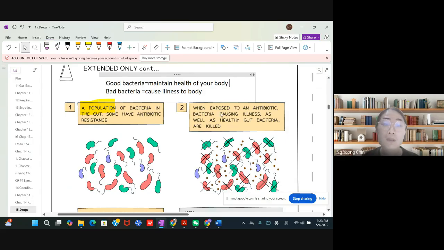Then when we talk about the bad bacteria, 坏的细菌, 坏细菌 means that they will cause illness to the body. For example, like E. coli. Maybe you first heard it. E. coli. 大肠杆菌, E. coli.